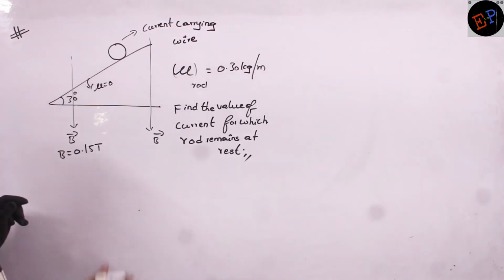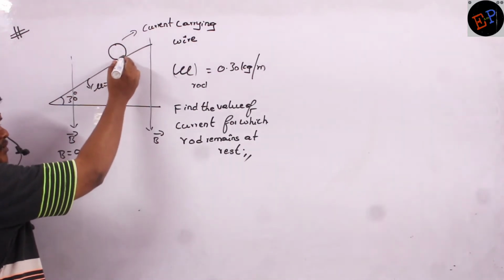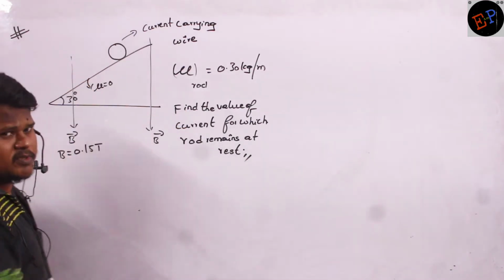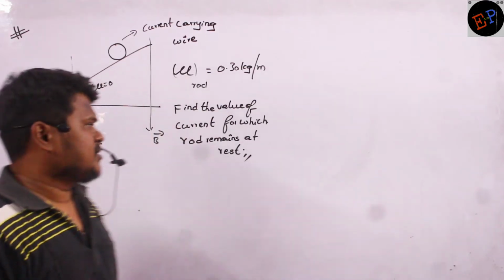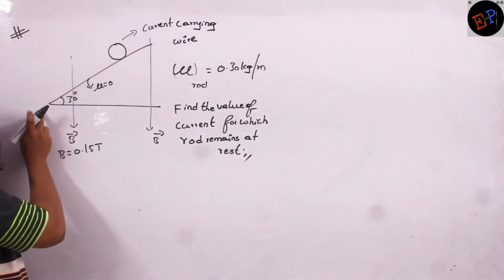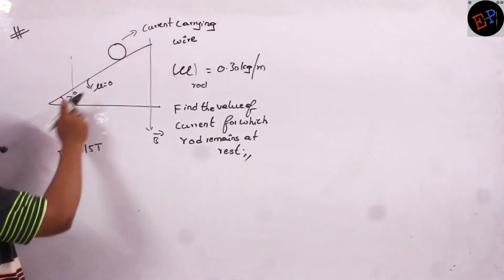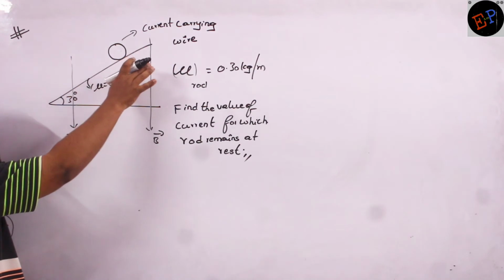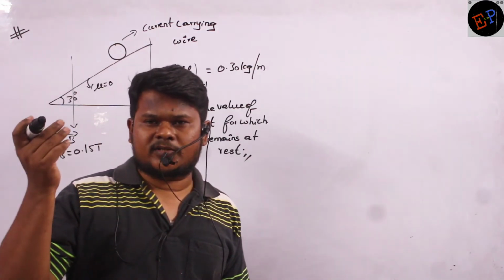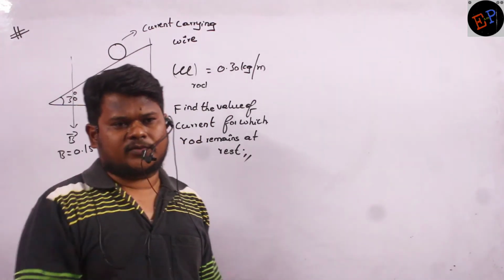Now the question is, what should be the amount of current that should pass in this conductor such that the wire remains at rest? See, if there is no magnetic field and no current, this wire starts rolling downwards, falls down and reaches the bottom of this inclined plane. But I want the wire to stay there only. So how much current do I have to pass, and in which direction? Out of the board or inside the board?